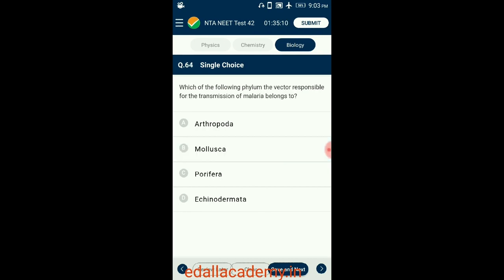Question number 64. To which phylum does the vector responsible for the transmission of malaria belong? Arthropoda is the largest phylum of kingdom Animalia. It includes insects. One third of species present on the earth include arthropods. Examples: Anopheles, Aedes, Culex, Locusta, etc. Mollusca is the phylum that has the second largest number of organisms. So the answer for this question is option A, Arthropoda.